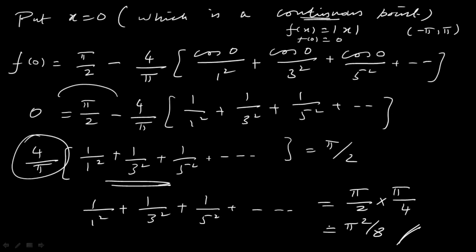This is from the Fourier series representation of the given function f of x equal to mod x defined in the open interval minus pi comma pi. So I hope you got a clear idea about how to find the Fourier series representation of the given function f of x equal to mod x defined in the open interval minus pi comma pi, and also how to deduce a series from the Fourier series, right?